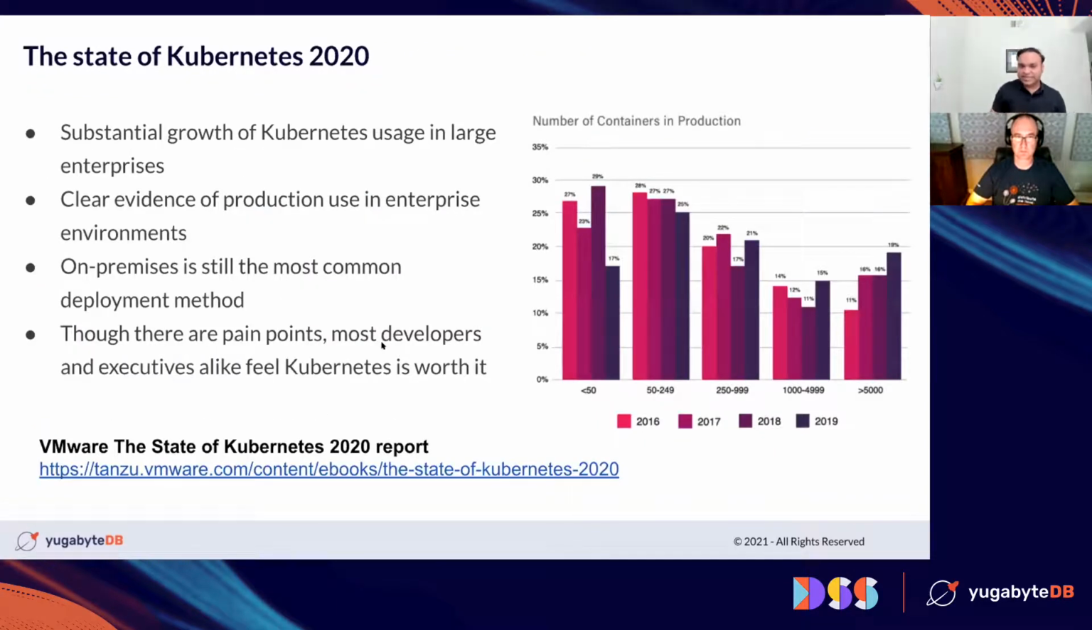And when you look at some of the insights gathered by, in this case, VMware, on how exactly enterprises are embracing Kubernetes, we can quickly take a look at the substantial growth that Kubernetes has achieved. That is, a lot of enterprises actually run 5,000 plus containers at any given time in production. That's a pretty massive scale, considering Kubernetes is just 6 to 7 years old at this point.